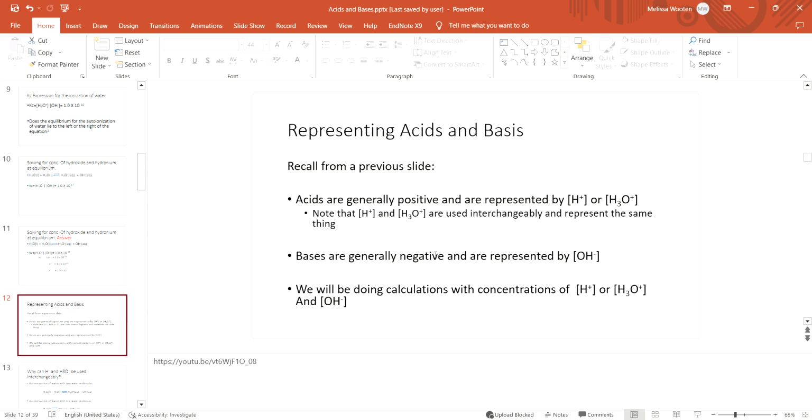So to recap a bit, acids are generally positive and represented by H plus or H3O plus. Bases are generally negative and represented by OH minus. We will be doing calculations with concentrations of H plus or H3O plus and OH minus.